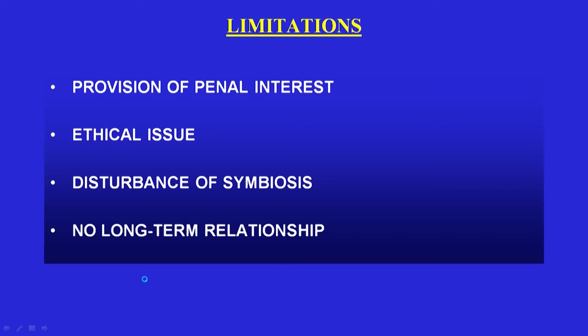These are the 4 important limitations I just talked to you about: provision of the penal interest, ethical issues, disturbance of the symbiosis, and no long term relationship. These are also the limitations of stretching the payment. So, minimizing the NPV is the direct effect, but these limitations are indirect effects, and because of these limitations the reputation of the buyer also gets spoiled in the market.